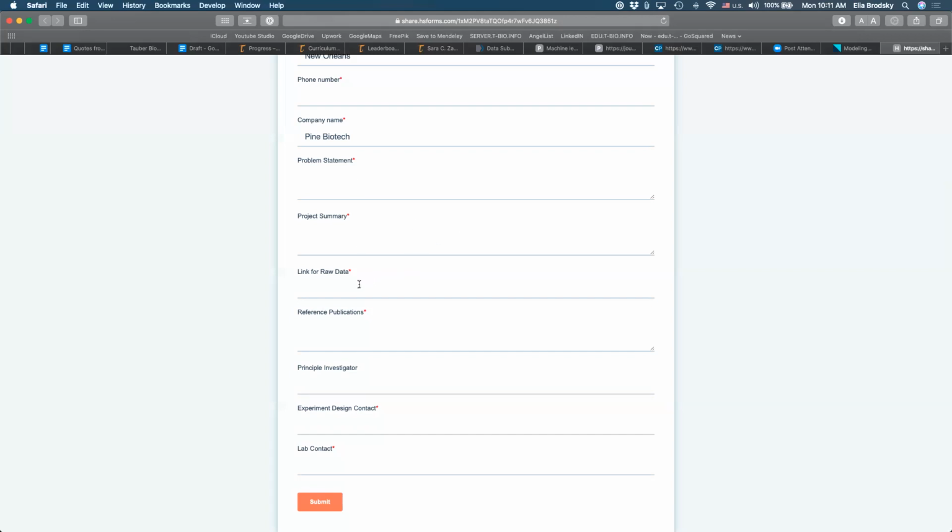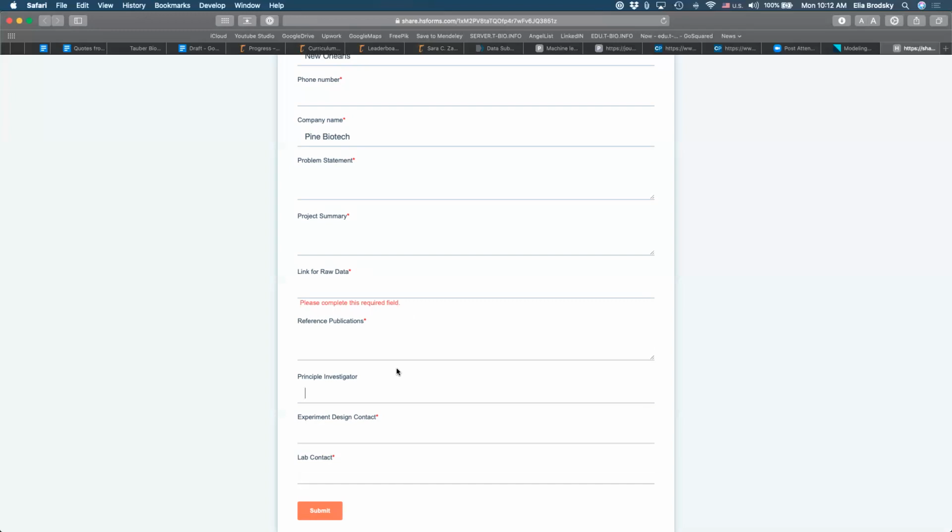Then I have to specify where is that raw data. So what kind of raw data did I use? Did I use prepared process data like expression tables, or did I take the raw FASTQ files? And I need to kind of explain that and probably provide some links. Reference publications. Why did I decide that this is an interesting topic to focus on? What are some publications? Who is the principal investigator?